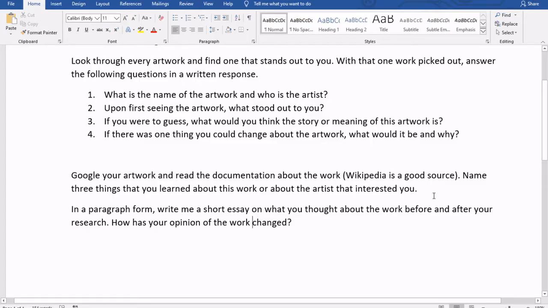What is the name of the artwork, and who is the artist? That's the first question. Second question, upon first seeing the artwork, what stood out to you? Next, if you were to guess, what would you think the story or meaning of this artwork is? Question number 4, if there was one thing that you could change about the artwork, what would it be and why? After you answer these questions, write your answers down, because I want to know what artworks you're looking at and your thoughts on it.